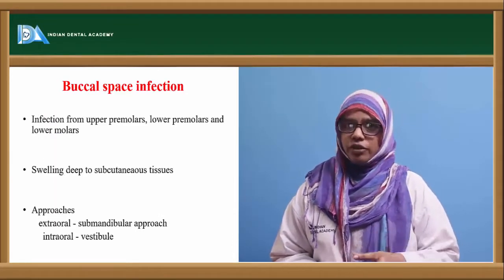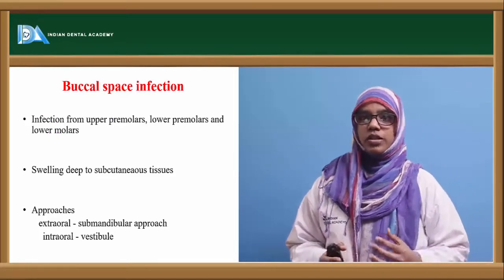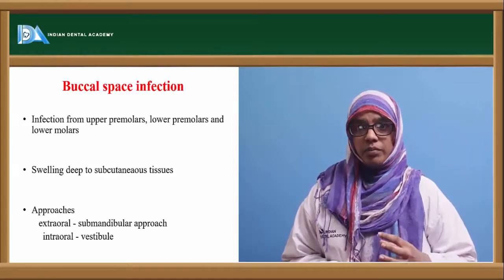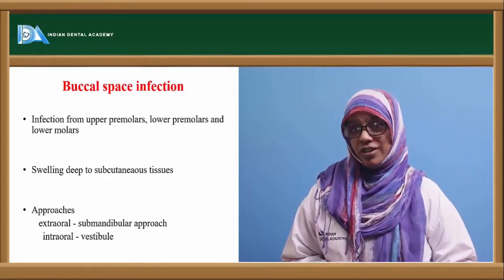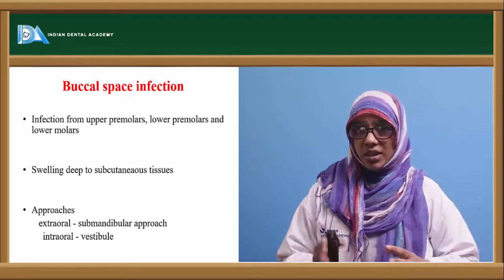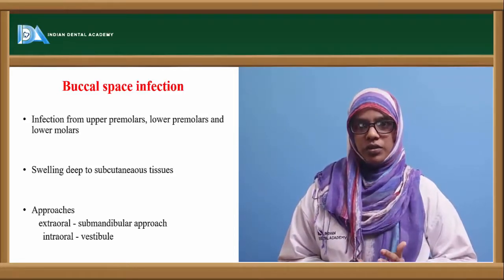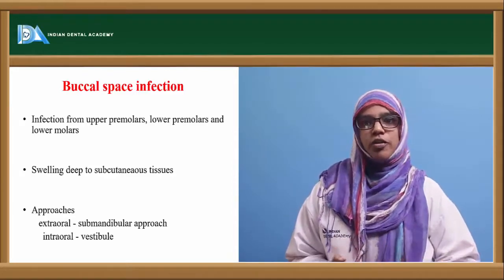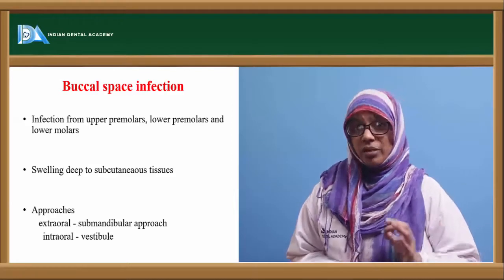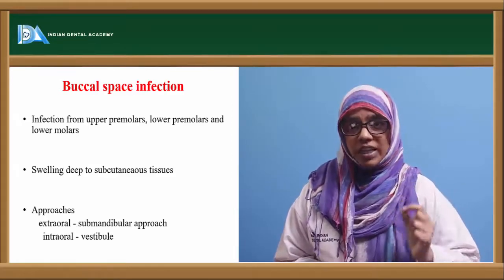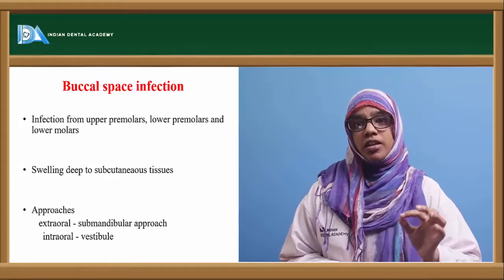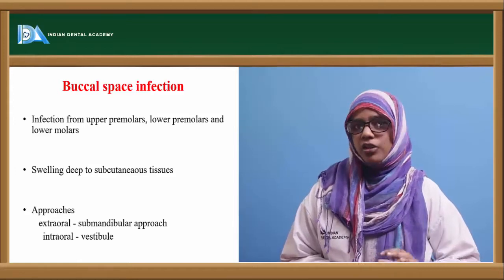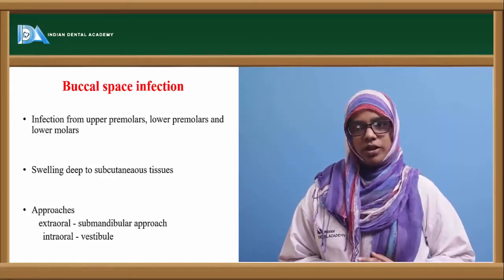Now basically infection from the upper premolars, molars and lower molars can result in buccal space infection. Now the swelling will develop, as I mentioned earlier, between the buccinator muscle and the skin and subcutaneous tissue. Now how will you drain the swelling? Either you could opt for an extraoral approach or an intraoral approach, depending upon where you see a point of break, either in the skin or oral mucosa, wherein the area will become whitish, that is, the pus will start to come out of it. So depending upon that, you will drain it either intraorally through the vestibule or extraorally.